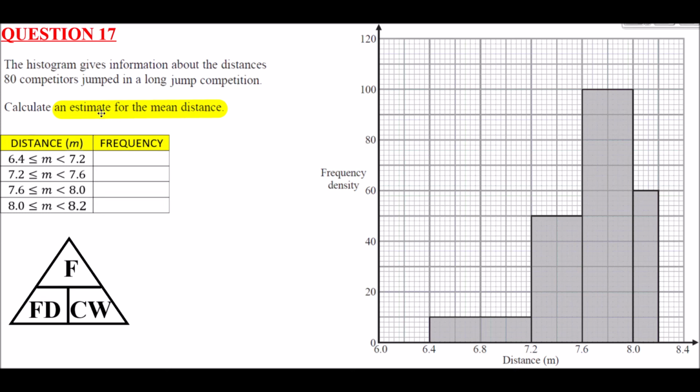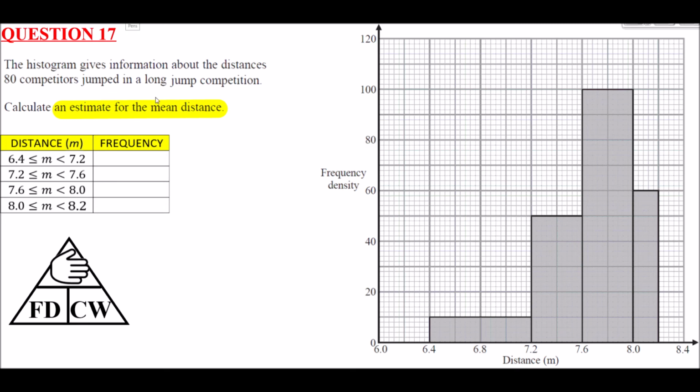We want to work out the frequency, so what we do is we cover up F with our thumb or our hand, and what's left tells us what to do. So if we cover up F with a hand, we've got FD and CW next to each other, which means we take the frequency density and multiply it by the class width, in the same way that 2x would mean 2 multiplied by x. Two things next to each other means we multiply them. So we can read off this graph here, in fact.